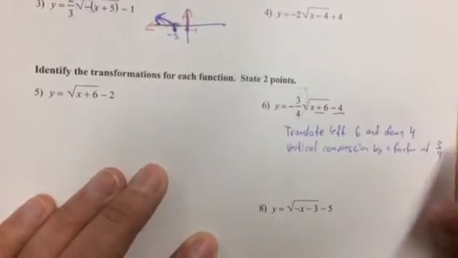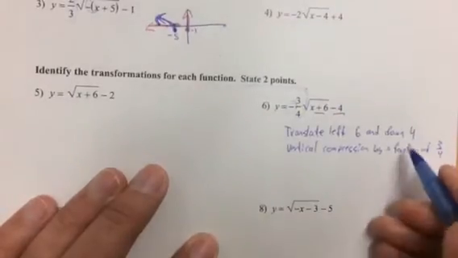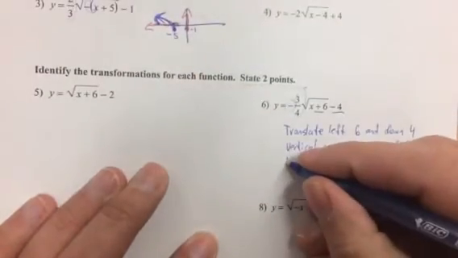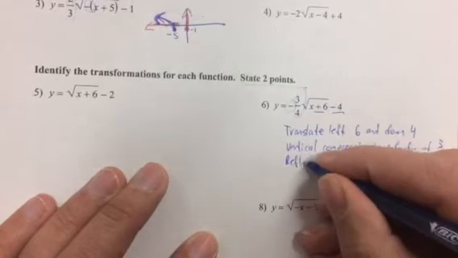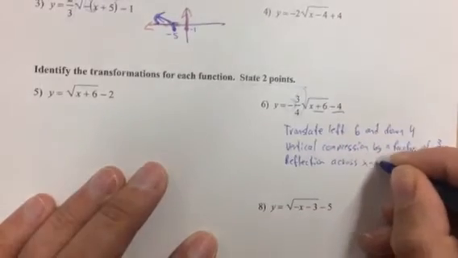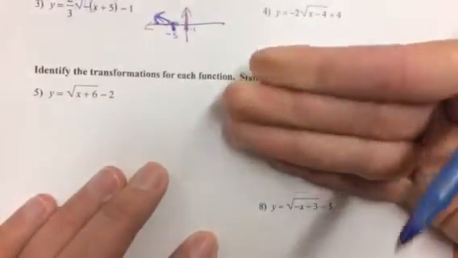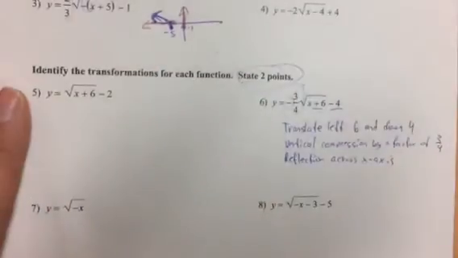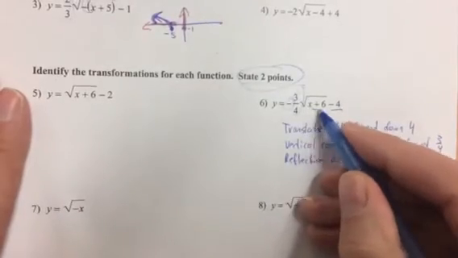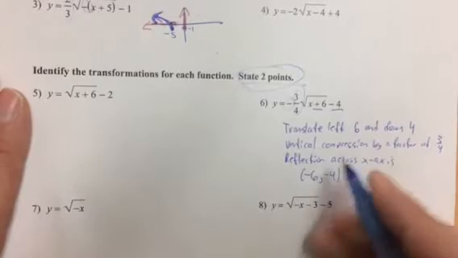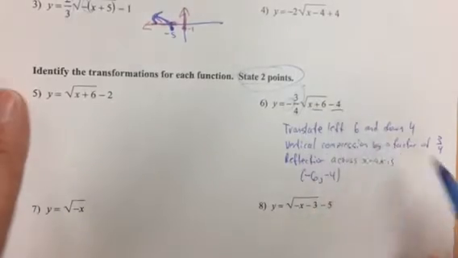And this negative is not part of the compression. That negative, remember, is a reflection across the x-axis, because it is reflecting vertically. Now it says to state 2 points. One point that's easy is the vertex. When x is negative 6, y will be negative 4. There was a shift to the left by 6, and a shift down by 4.